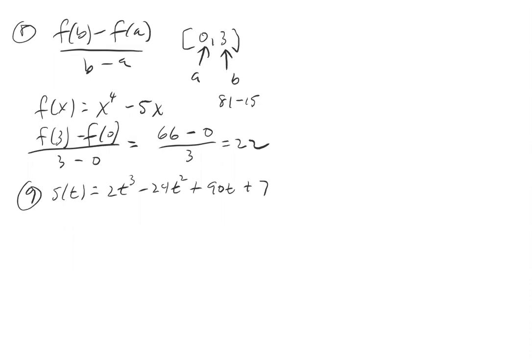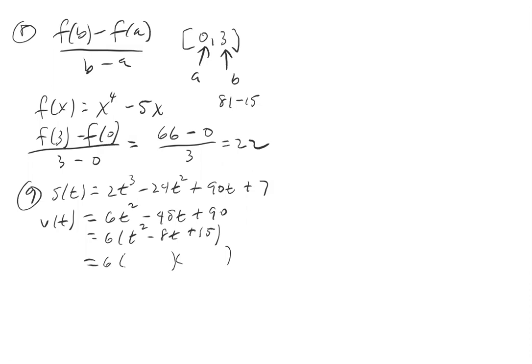You have to make number lines for the first and the second derivative, the velocity and the acceleration. Okay, so to compute the velocity, you take the derivative, 6t squared minus 48t plus 90. Factor out a 6. T squared minus 8t plus 15. Is that right? Yep, 15 is correct. Factor it. That looks like a nice factoring. T and T, 3 and 5, minus and minus.